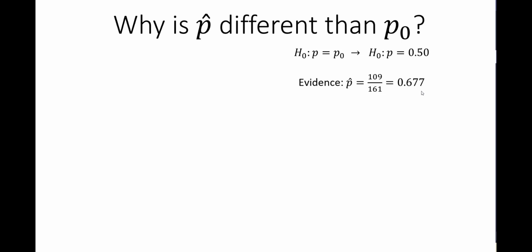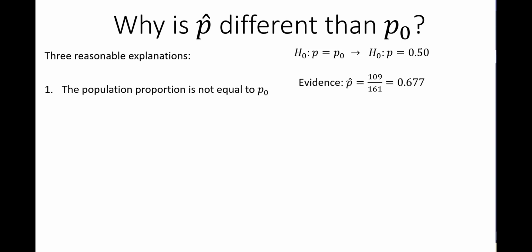And the question we want to try to answer is, why is our sample proportion different from the value in the null hypothesis? Why did we get a sample proportion of about 68% if we believe the population proportion really is 50%? And there's going to be 3 reasonable explanations. The first one is just that the population proportion is not equal to what we believe it is. Essentially, that our null hypothesis is wrong. If you win 2/3 of the time or 70% of the time, it would make sense that our sample proportion is different from the value in the null hypothesis. So that's our first option. It's just that our default belief is wrong.